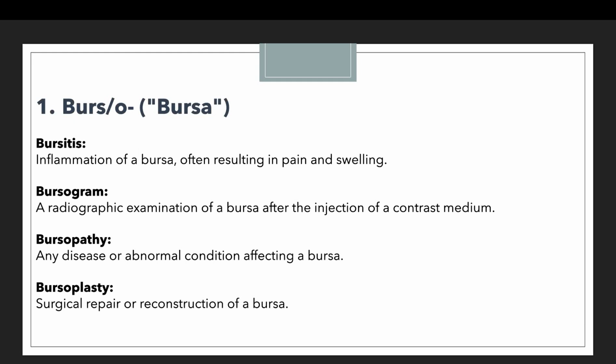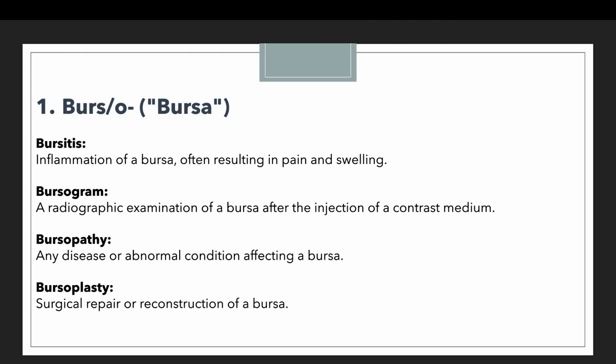First prefix is burs or burso. Now what is burs or burso? It is a prefix that is used to denote the information related to bursa. Okay, so whenever you want to showcase something as bursa, then in that case you will use the prefix burso or burs. So this is the theoretical part. Now let's see the practical examples.